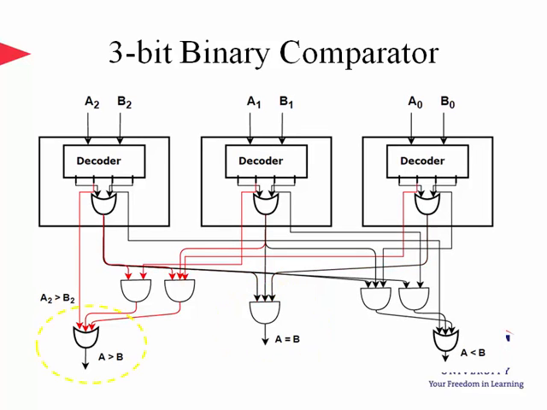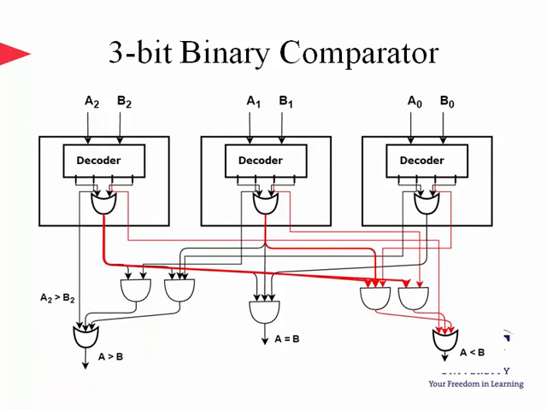Next, we examine the case when A is greater than B. For this case to be true, we need A2 greater than B2, or A2 equals B2 and A1 greater than B1, or all of the bits are equal except A0 is greater than B0. This logic is implemented with 2 AND gates and a final OR gate. The connections, again, are shown in red wires.